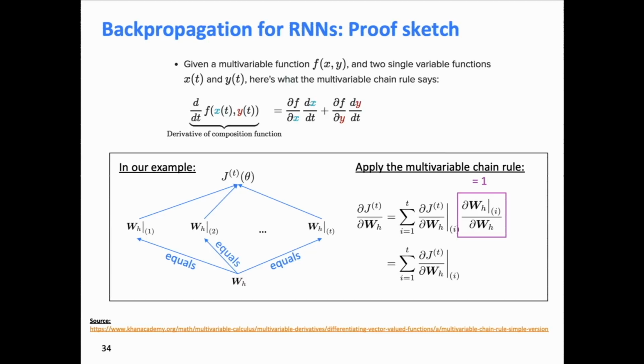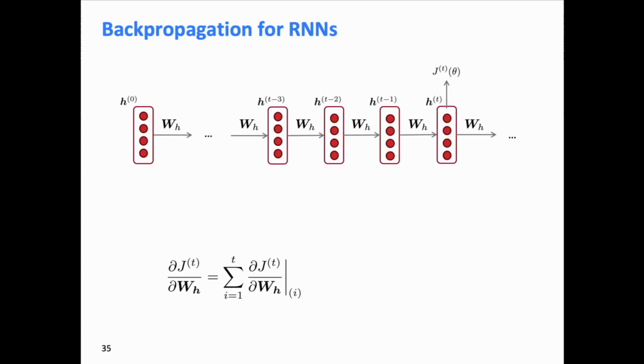And then that gives us the equation that I wrote on the previous slide. So this is a proof sketch for why the derivative of the loss with respect to our recurrent matrix is the sum of the derivatives each time it appears. OK, so suppose you believe me on that. That is how you compute the gradient with respect to the recurrent weight.